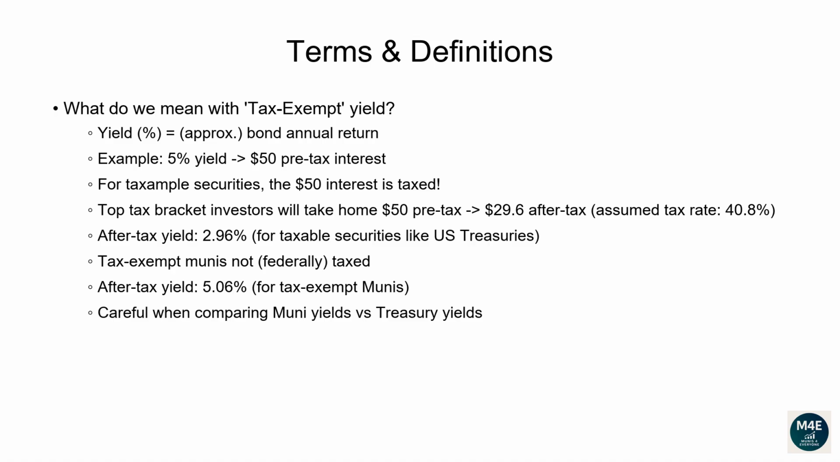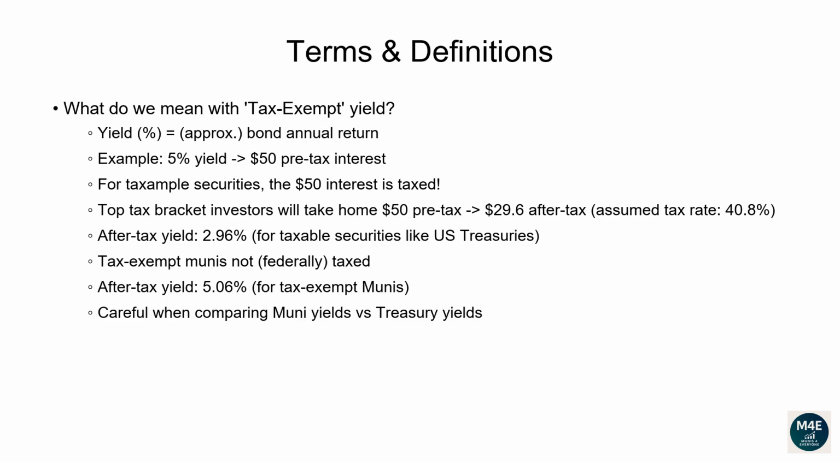But most bonds are taxable, meaning you must pay your ordinary income tax on that $50. If you're in the highest tax bracket, currently 40.8%, your after-tax interest actually received would be $50 times 1 minus 40.8%, and that's equal to $29.60. This means your true after-tax yield is 2.96%, not 5%.